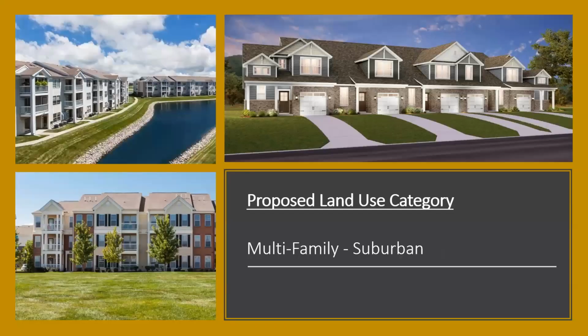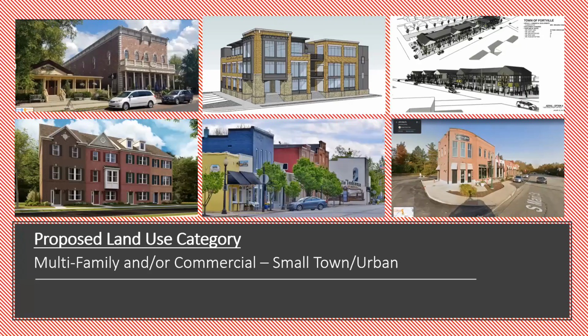Then there's a multifamily category of suburban, which could ultimately be projects like this. And then this is multifamily and/or commercial, small town urban. So this could be anything for the most part along Broadway, Main. It could be mixed use, of course. It could be only commercial. It could be only multifamily if it fits in a small town or urban pattern. So I tried to catch all as succinctly as possible there.